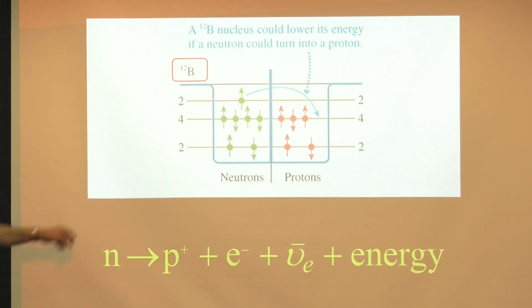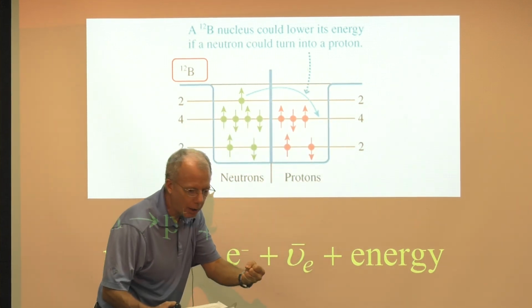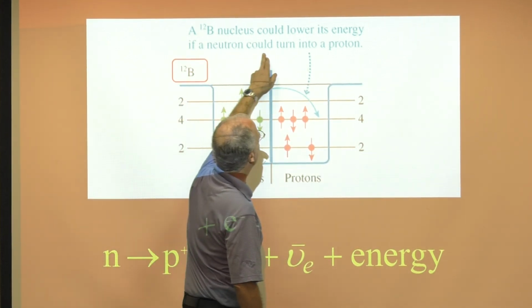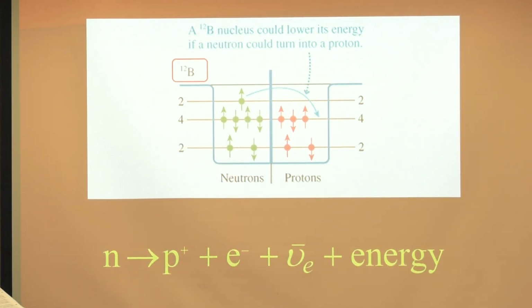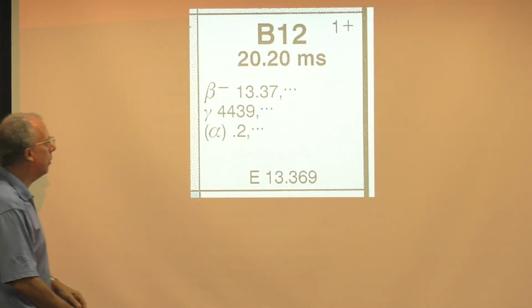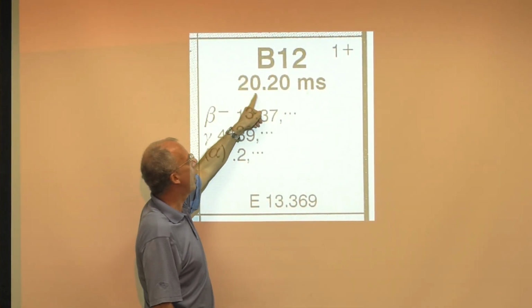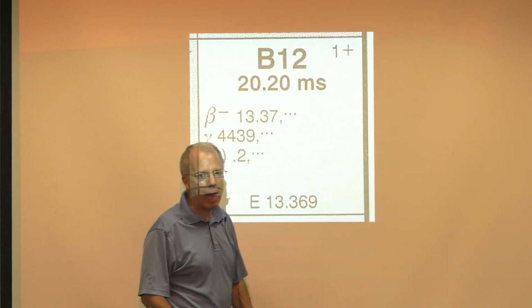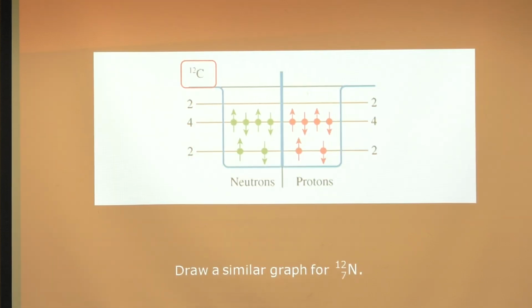So a boron 12 nucleus could lower its energy, become happier, stable, if a neutron could turn into a proton. Does this happen? Yes, it does. This is just beta radioactivity, right? So let's look at boron. There's boron 12. It's a beta emitter. Look at the half-life, 20.2 milliseconds. So it happens all the time.